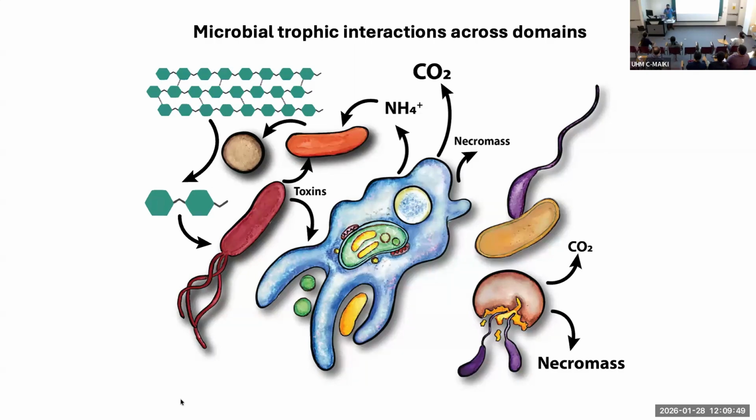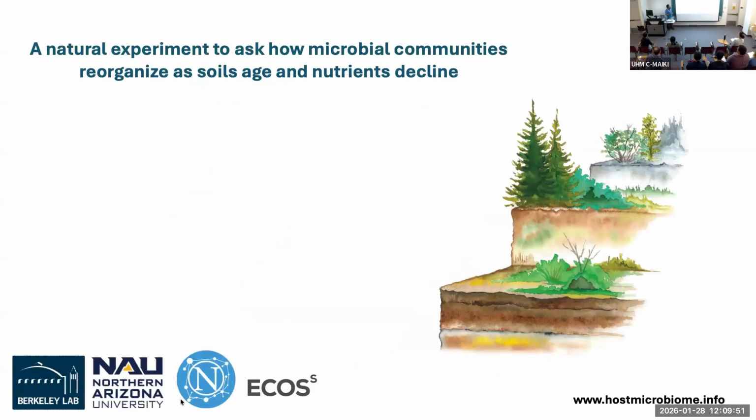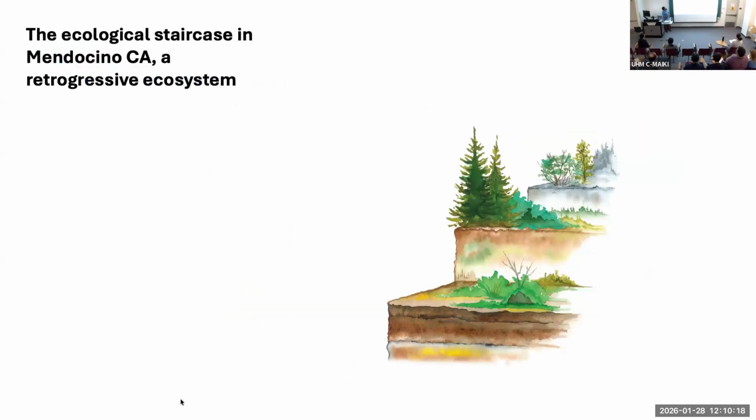We are working really hard to try to put together this picture in any ways that we can. One way in which I started doing this was back in the Berkeley lab, the last few years that I spent at the Lawrence Berkeley National Laboratory, was to use a natural experiment to ask how microbial communities reorganize as soils age and nutrients decline. This photo that I'm showing you here is my perception of the system that I was using, or that I keep using actually, located in Mendocino, California.